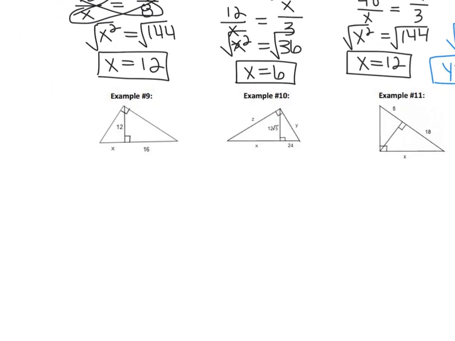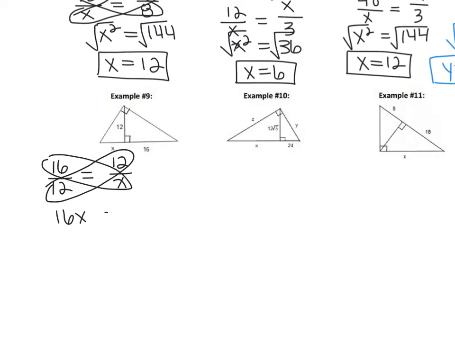In example 9, we have the altitude, and we want to find one of the segments. So we're going to use that first geometric mean formula. So we have 16 over our altitude 12 equals 12 over our second segment x. We're going to cross multiply, so we get 16x equals 144. We're going to divide both sides by 16, and we get x equals 9.